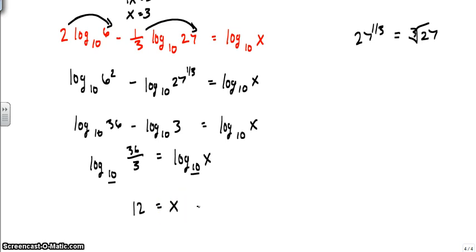And if that went too fast, go rewind a little bit, look at it again. All I'm doing is applying the properties, trying to get it to where the base is the same so I can set them equal to each other.